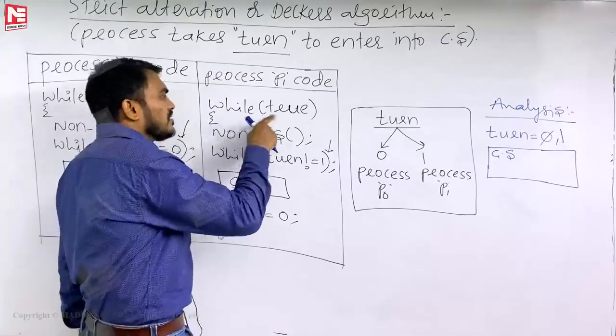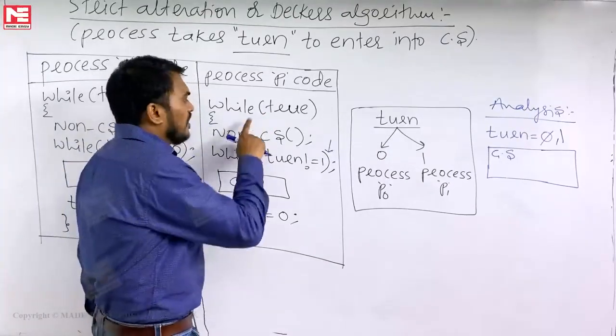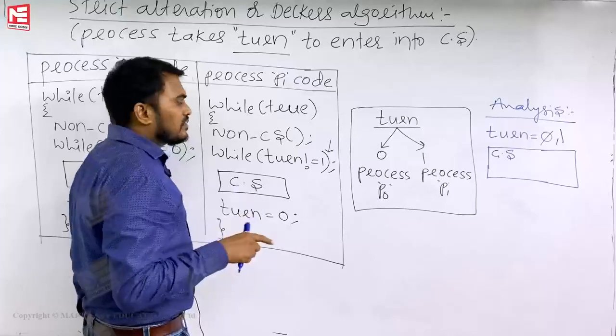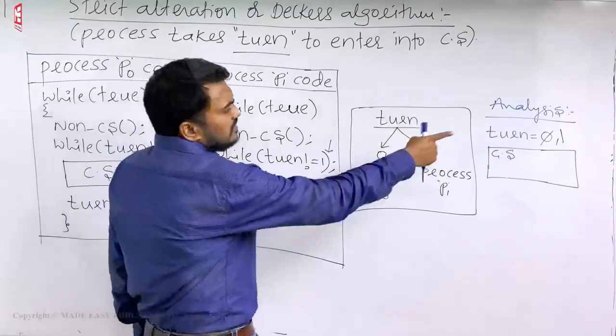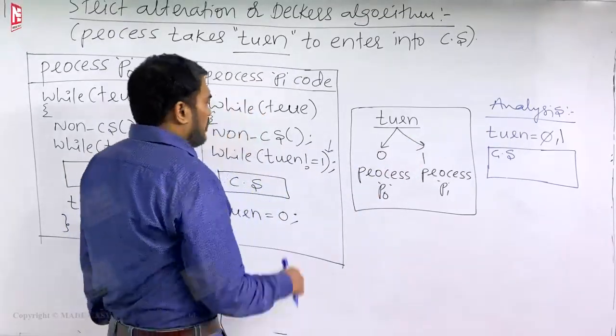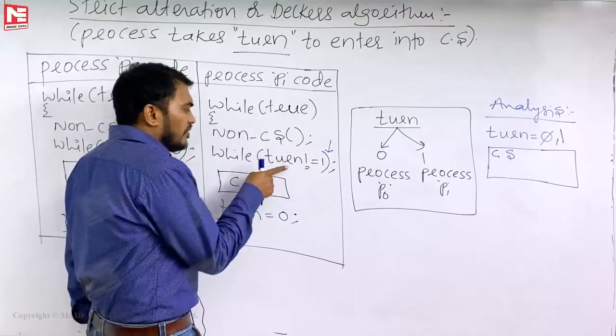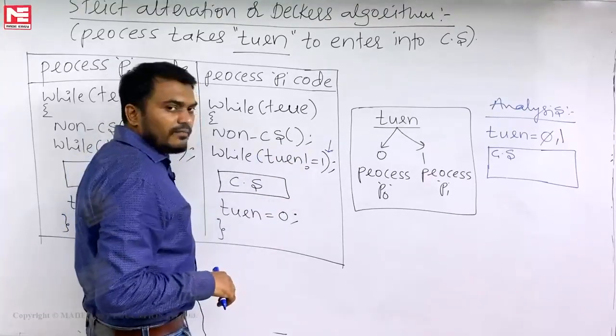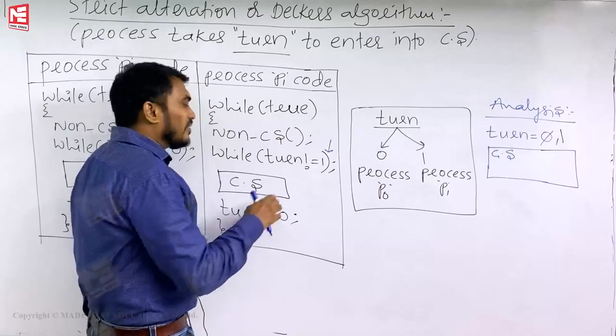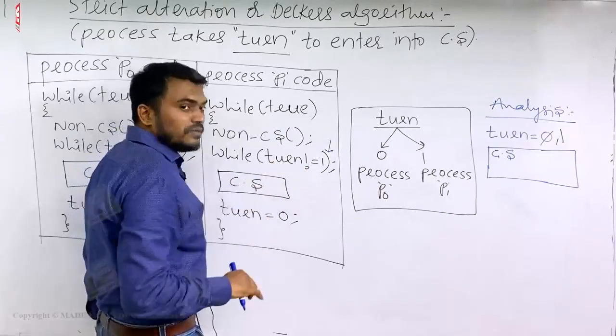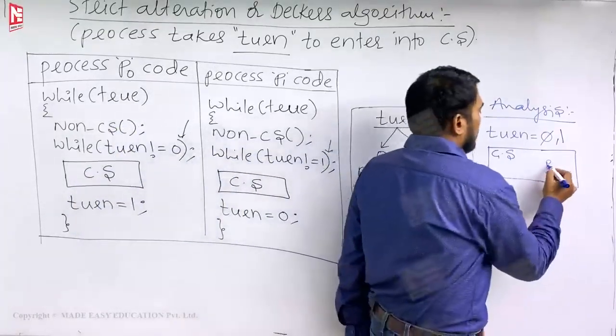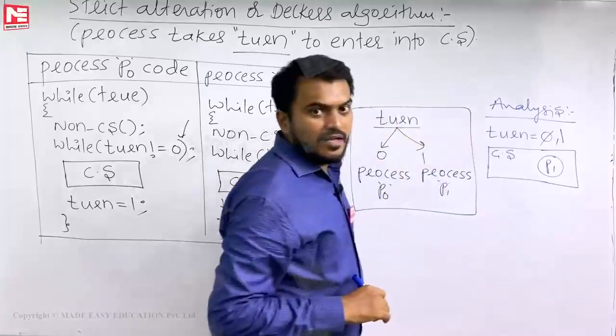While true is an infinite condition. Non-critical section, some independent code. While turn not equal to 1. What's the turn value? 1. Observe here, the turn value is 1. So, 1 not equal to 1, true or false? False. If it is false, it will enter into the critical section. So, now P1 is coming into the critical section here.